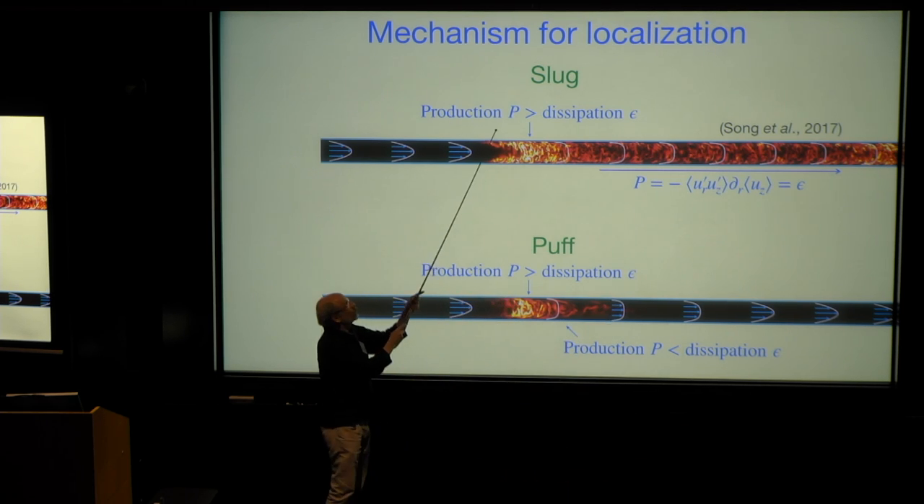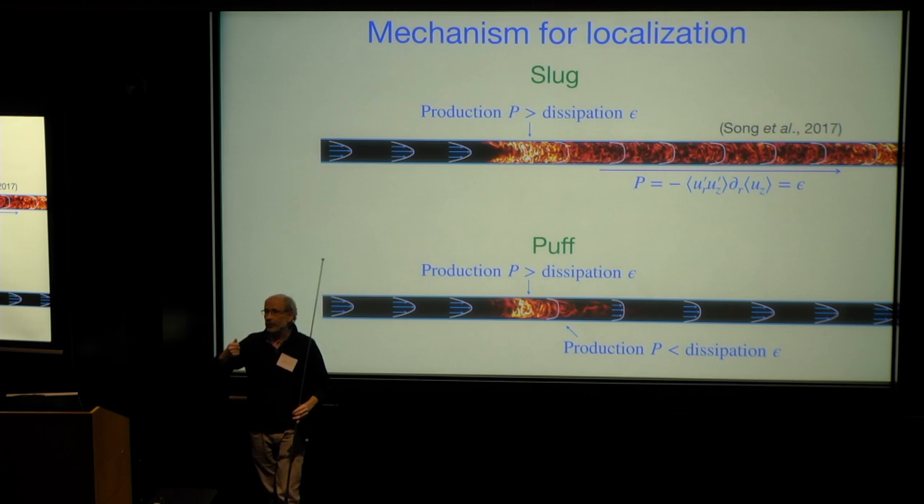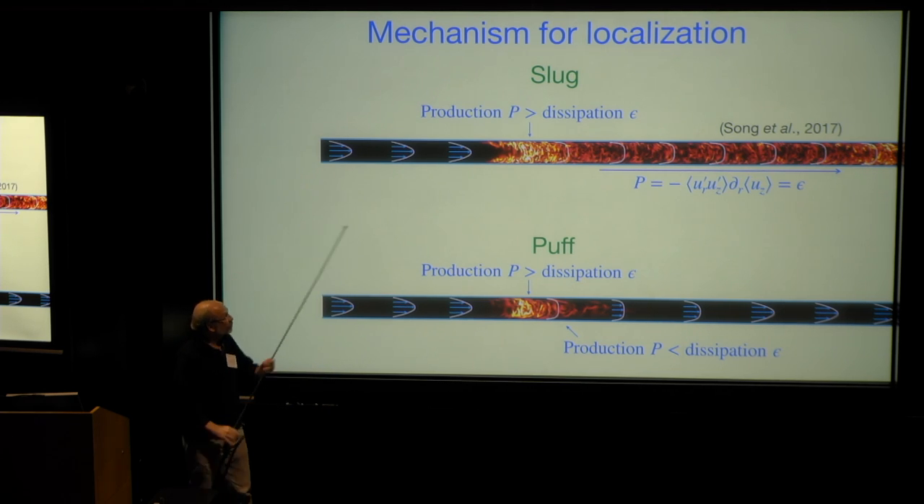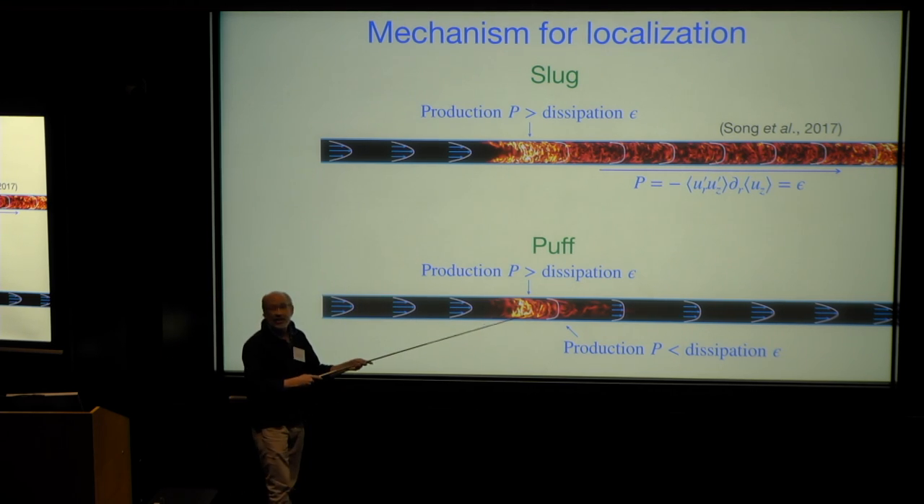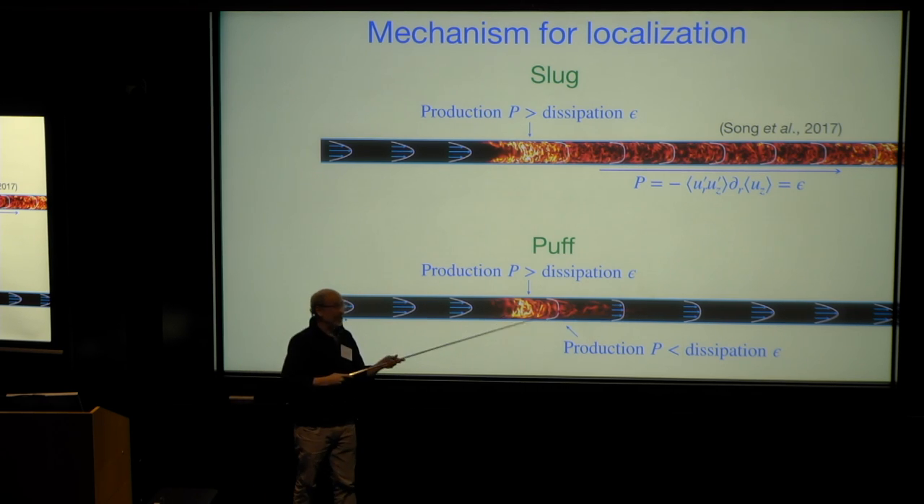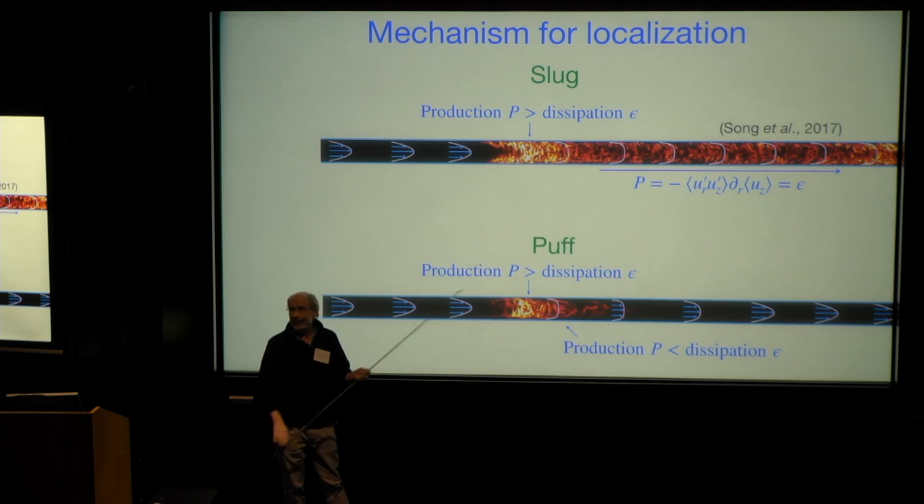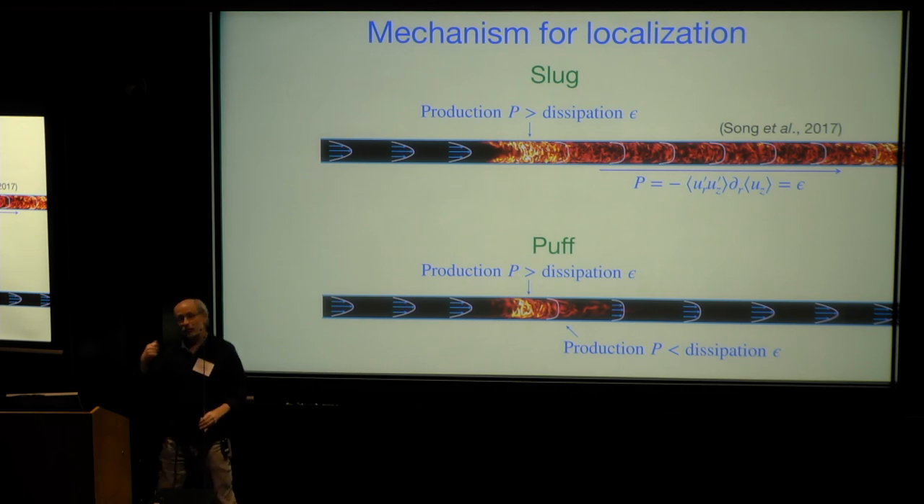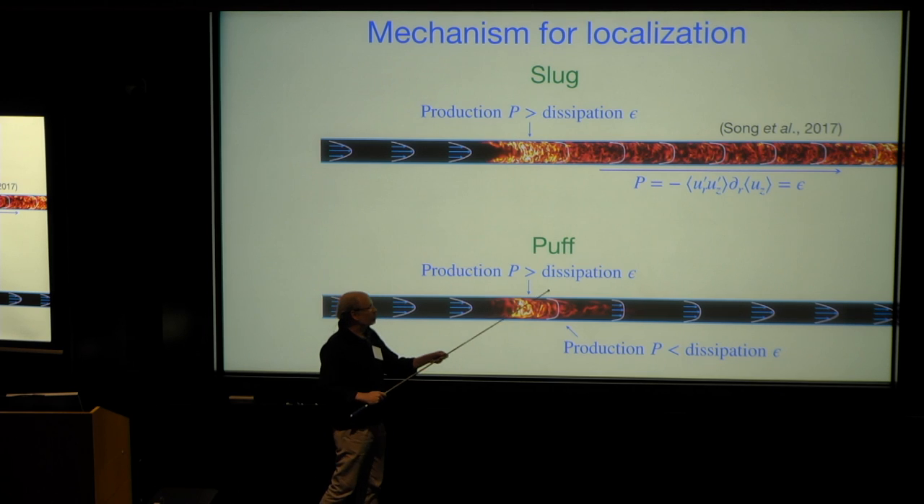However, as I told you, we started with a situation in which production was greater than dissipation at this upstream front. You can see it's more intense there. And that survives this transition. So you decrease the Reynolds number and that will collapse, yet this can remain intact. And that is what happens and that's what a puff is. Okay, so you have this fuel coming in, it gets burnt, it blunts the profile.